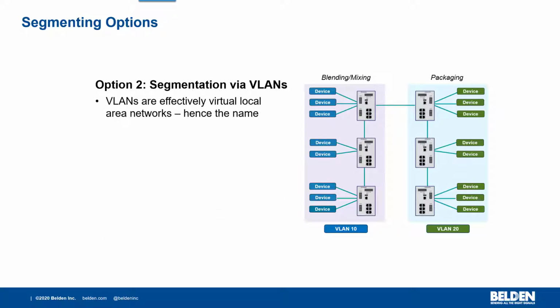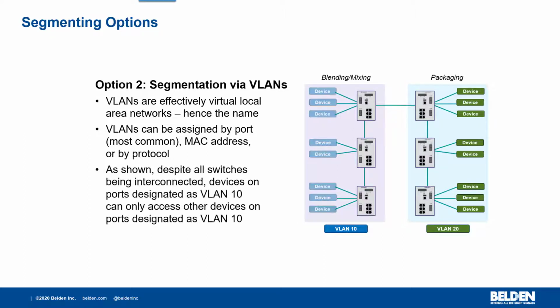For option 2, we have segmentation using VLANs, which are effectively virtual local area networks and hence the name. VLANs can be assigned by port, which is the most commonly used method in industrial applications, or by the device's MAC address, or even by protocol. As you can imagine, good cabling practice and documentation is imperative when using port-based VLANs. By using port-based VLANs, it allows a user to put any Ethernet-enabled device and thus its communication, into its own virtual LAN or VLAN.